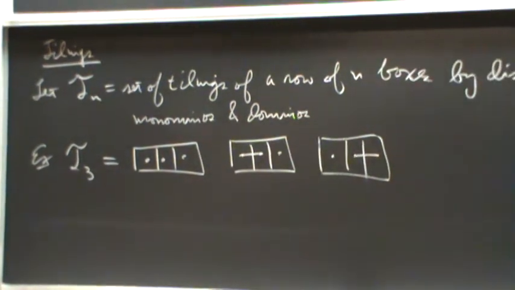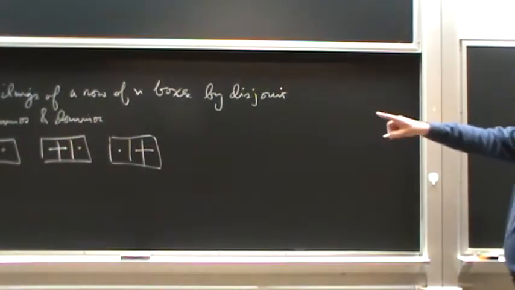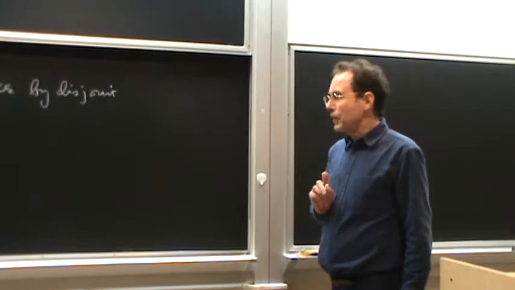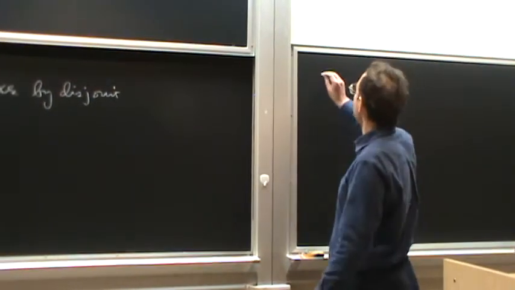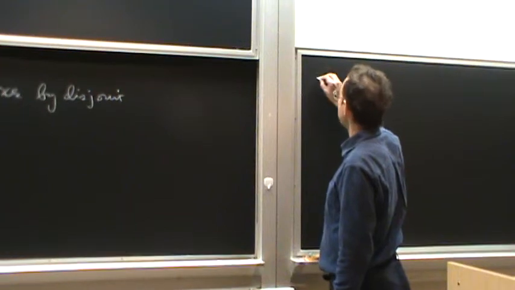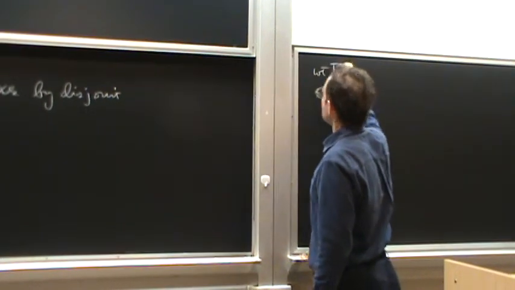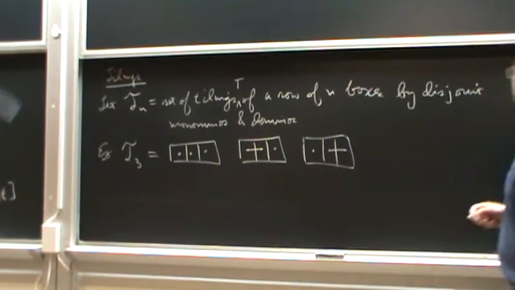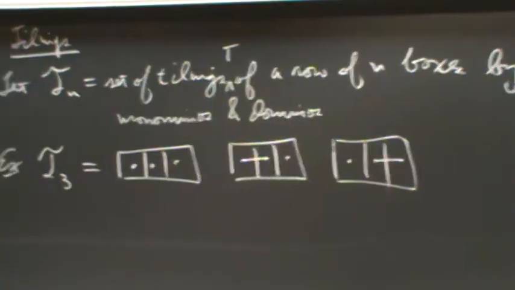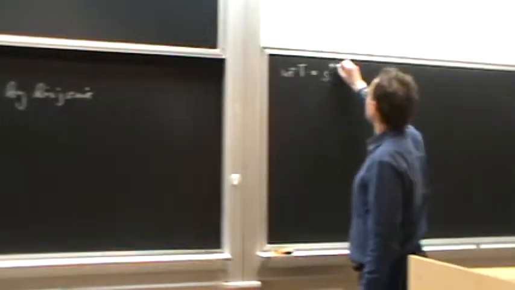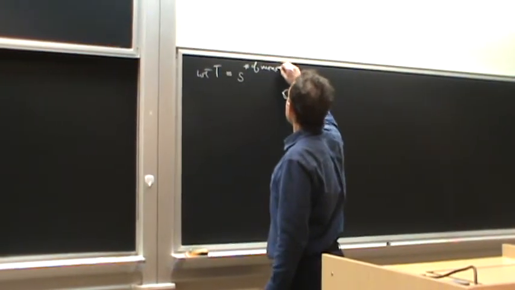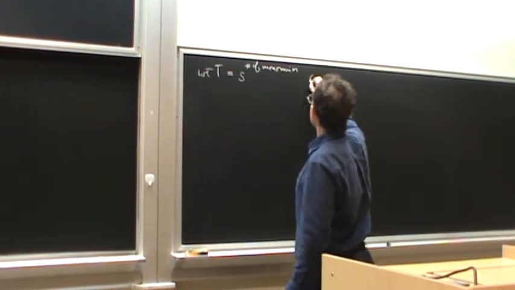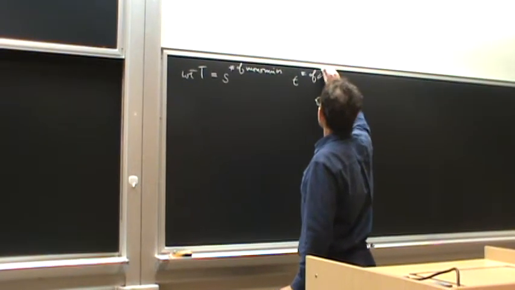Okay, good enough. Let's not just look at these objects and count them. Let's look at them with certain weights. So we're going to weight a tiling. T is what I'm going to use as a canonical tiling in the most obvious way. It's going to be s to the number of monominoes, t to the number of dominoes.